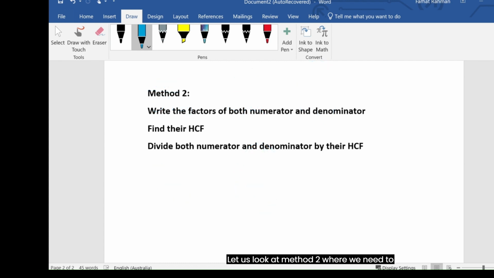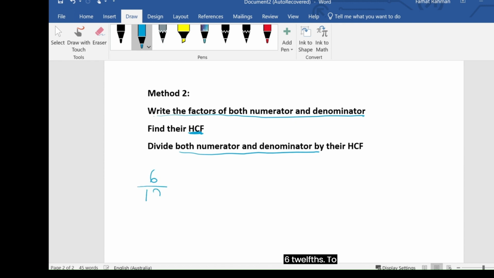Let us look at method 2, where we need to write the factors of both numerator and denominator to find the HCF, and then divide both numerator and denominator by their HCF. Let's do an example. 6/12. To find the HCF of 6 and 12, we list the factors of 6 and 12 first. When we list the factors, we start with 1 and the number itself. We would leave a gap in between so we can list all the factors in order from smallest to largest.